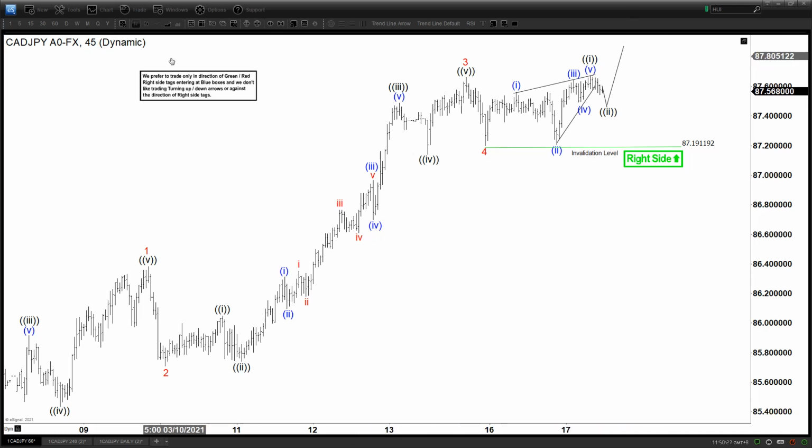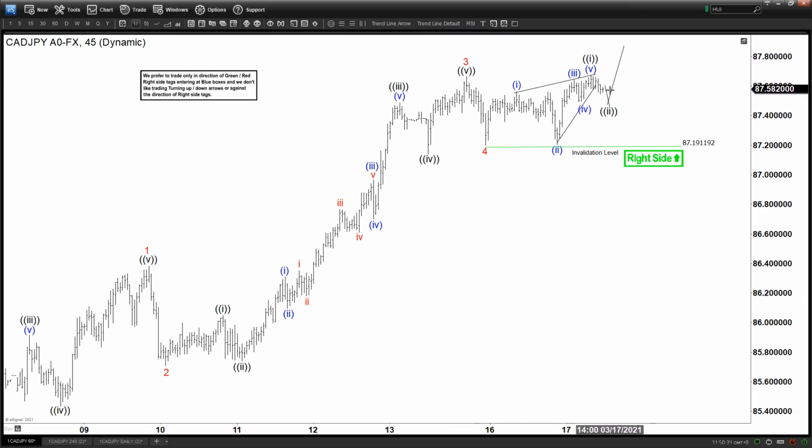Today we're going to be looking at the chart of the Canadian dollar yen. This is a 45 minutes chart here. So we are looking at the pair to continue to go up. Currently still within the wave 5 in the red degree, subdividing into another 5 waves in which we are ending one of 5. So for now, the most aggressive view is calling for further upside as long as we stay above 87.18. So let's take a look at the larger degree to make some sense of this move.